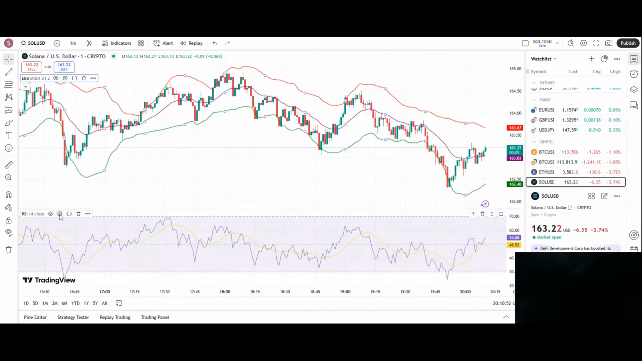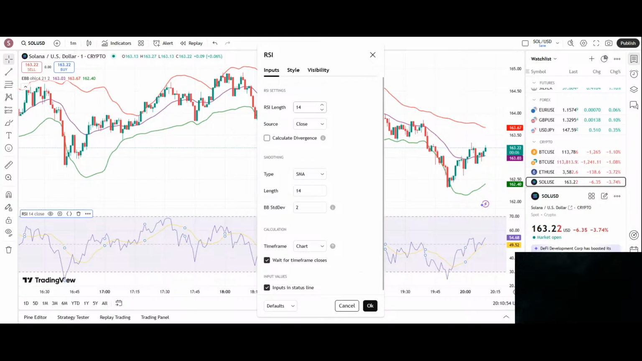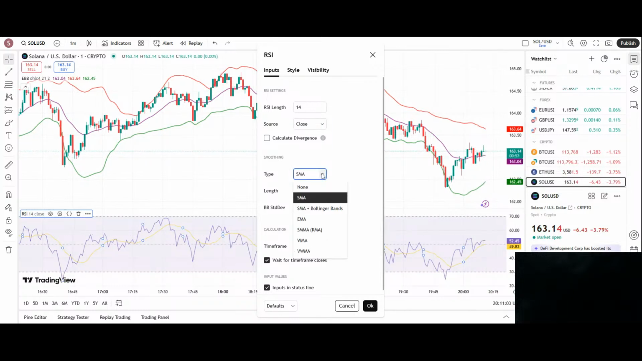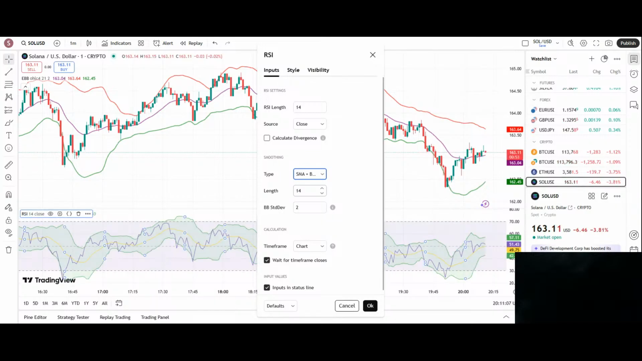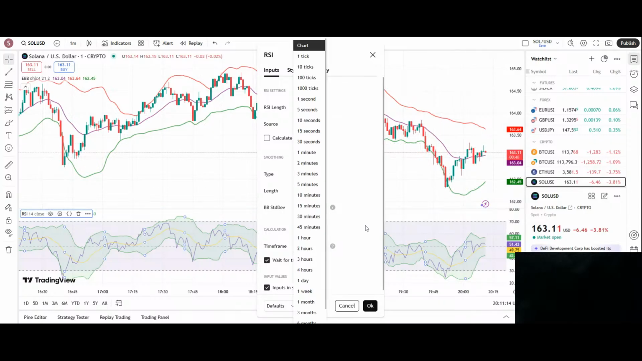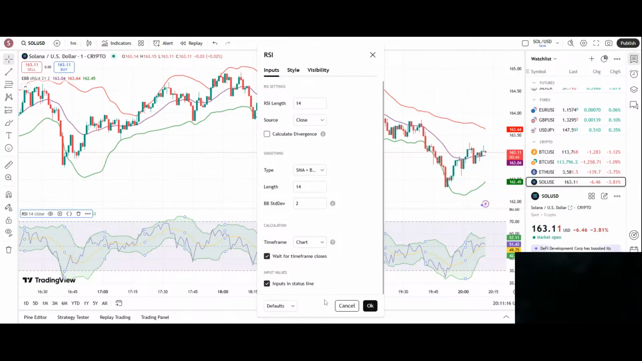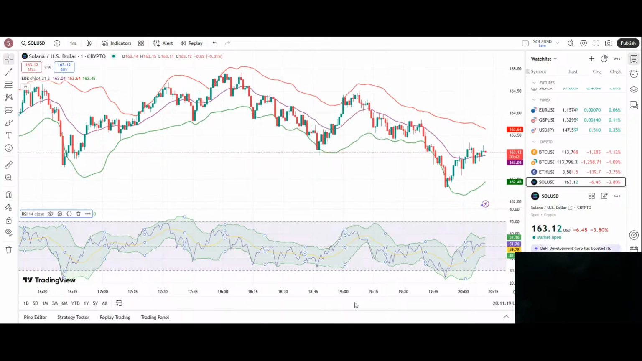Now, RSI settings. 14 source. It measures on the close of every candle. So every minute it will update. Simple moving average plus Bollinger Bands. There we are. That's what we like. And then 2 standard deviations, same as above. Time frame chart. And okay. So this is what I'm typically looking at when I'm trading, if that helps.